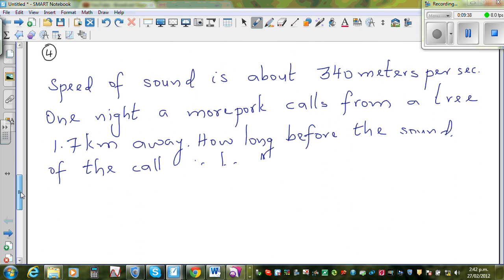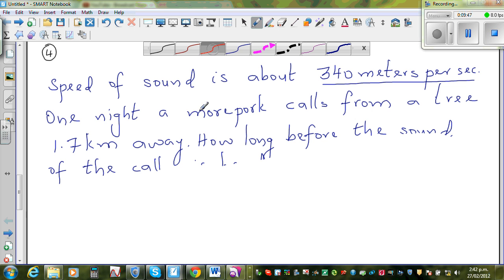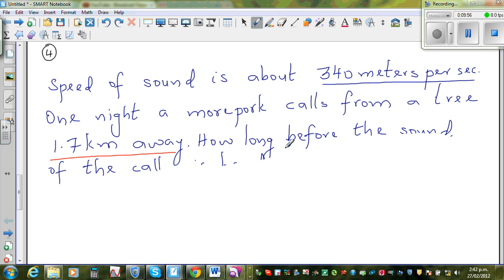Okay, speed of sound is about 340 meters per second. One night, a mopoke calls from a tree 1.7 kilometers away. How long before the sound of the call can be heard is the question. That means once the mopoke calls, how long does it take for that to be heard?